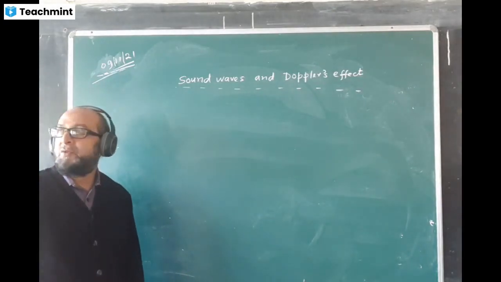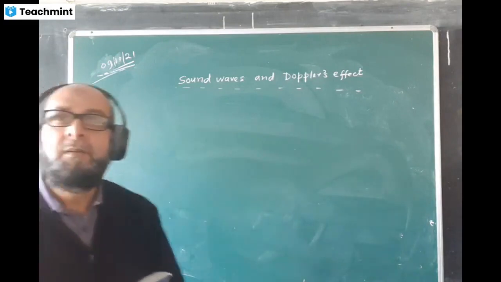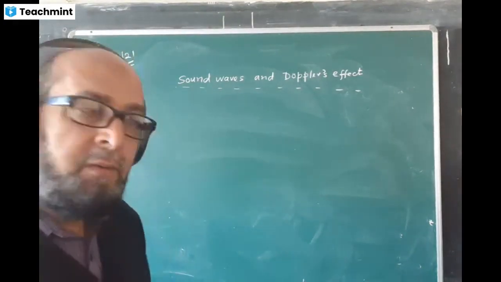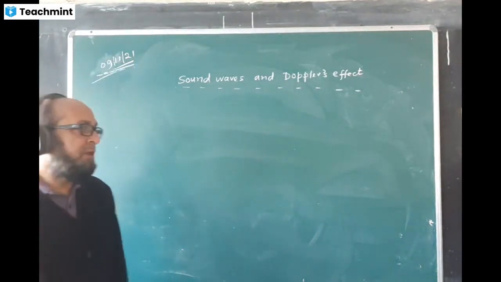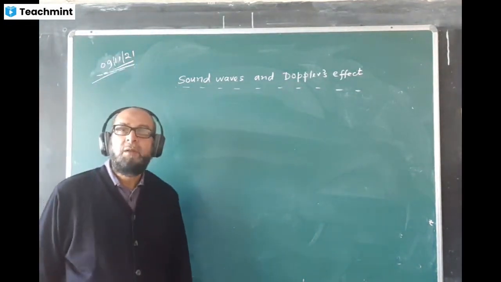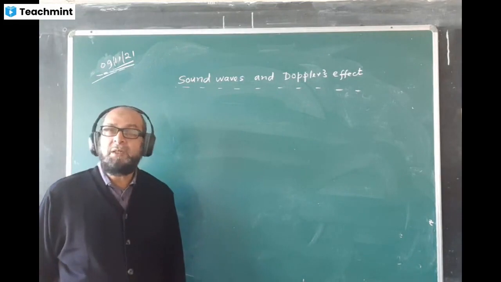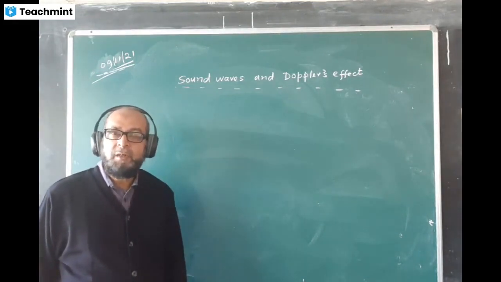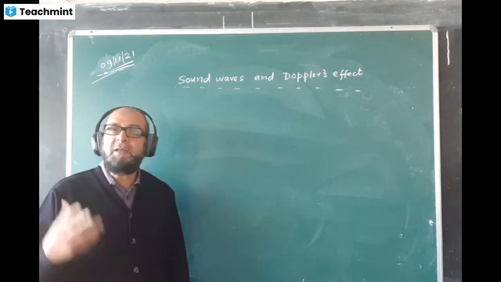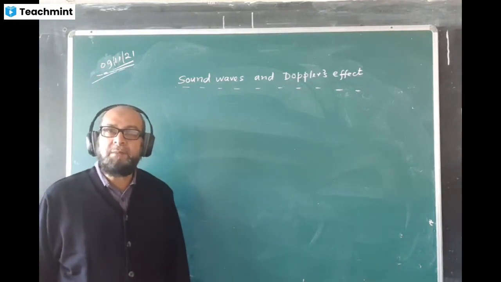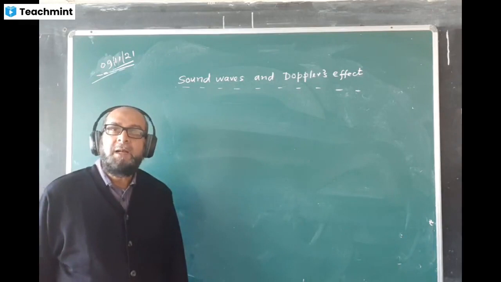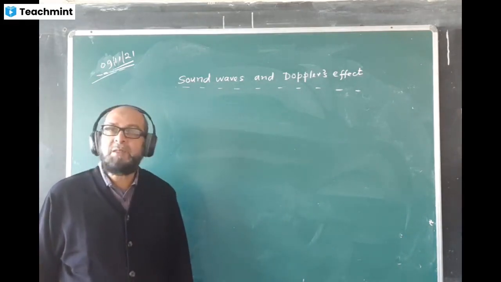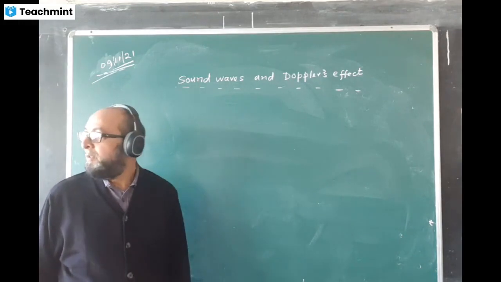In class 10, you used to learn 3 characteristics of sound wave, no? Loudness, pitch, and quality. Loudness depends on amplitude. Actually, loudness depends on intensity of sound, which is measured in terms of decibel. And loudness is directly proportional to square of amplitude. L is proportional to A square.